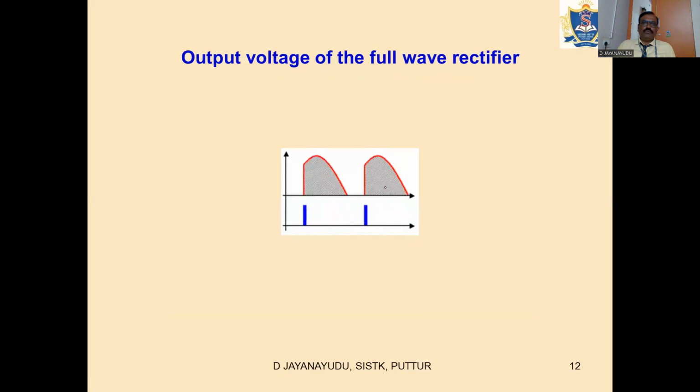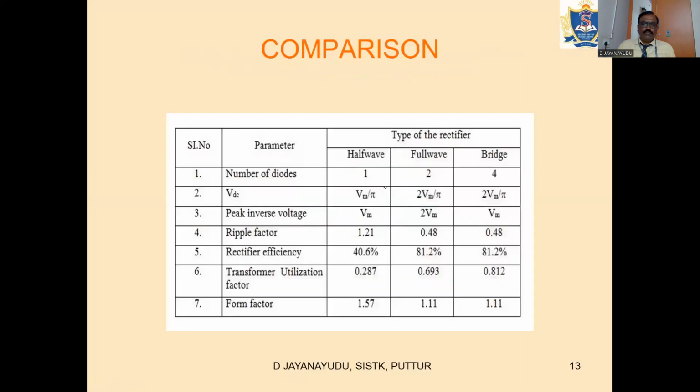So as you can see, this is the output voltage of the full wave rectifier. Now let us look at a comparison of the half wave rectifier, full wave rectifier, and bridge rectifier. So the number of diodes: half wave rectifier uses 1 diode, full wave rectifier 2, bridge rectifier 4.